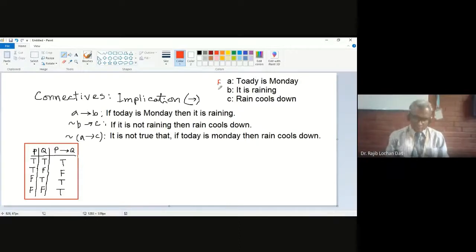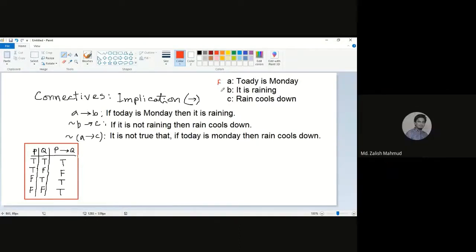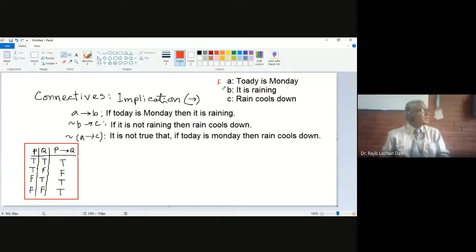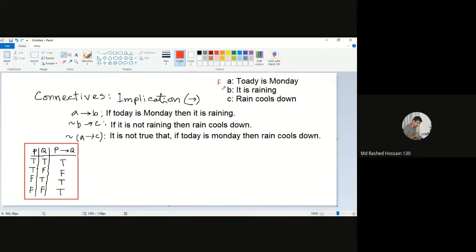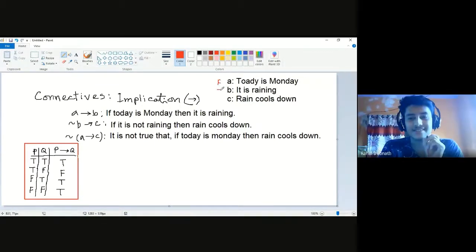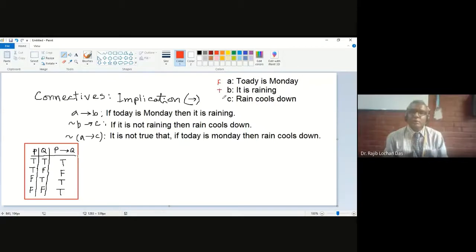And what about B? False, sir. Also false. Oh, okay, I thought it is raining already. Over here it is true, sir. Okay, good. So let me take one example. Say it is true. In Uttara, it is raining.